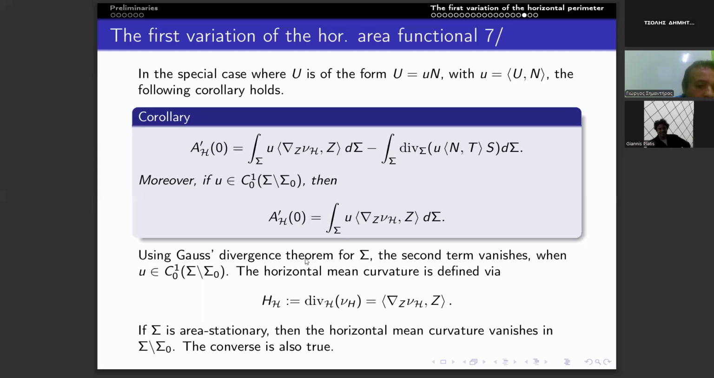So if we have a surface sigma, which is area stationary, this means that the first variation is 0. So we have that the horizontal mean curvature vanishes in the non-singular points. Also, the converse is true.